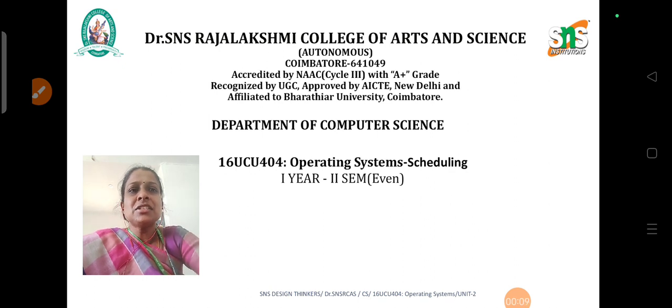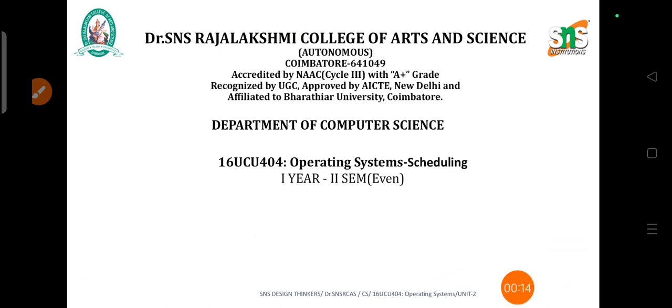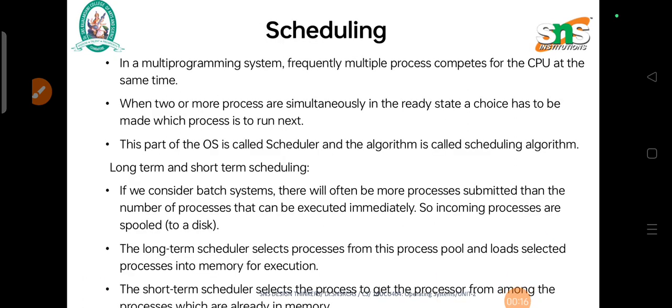This presentation is about scheduling in operating systems. In a multi-programming system, frequently multiple processes compete for the CPU at the same time. When two or more processes are simultaneously in the ready state, a choice has to be made which process to run next. This part of the OS is called the scheduler and the algorithm is called the scheduling algorithm. There are two types of scheduling, namely long-term scheduling and short-term scheduling.